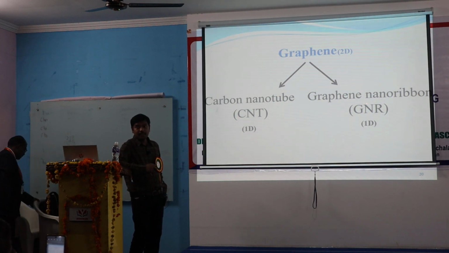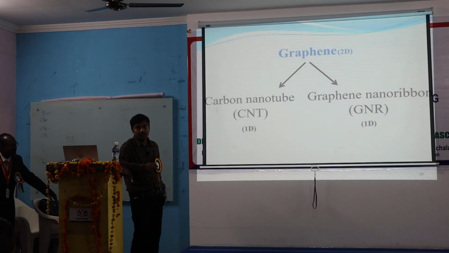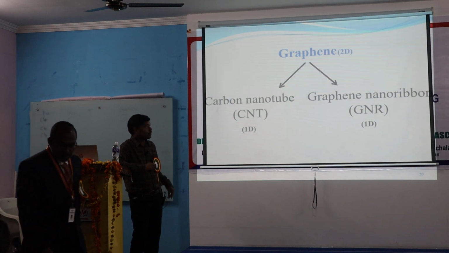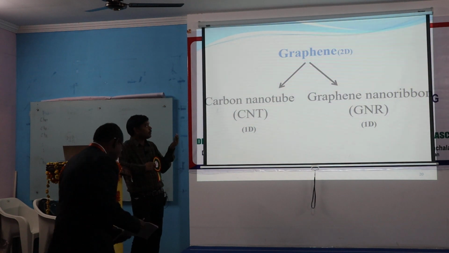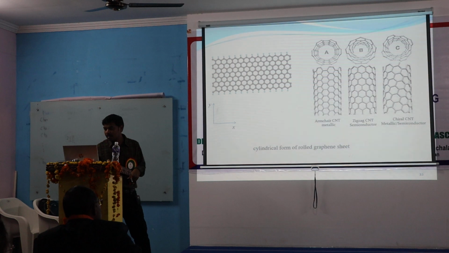This one we cleared, right? What is GNR? How is it acting as one-dimensional? How to convert graphene to GNR? It is clear. Done. Now the second part is: what is CNT? How can graphene be converted into CNT? That thing I need to clear.